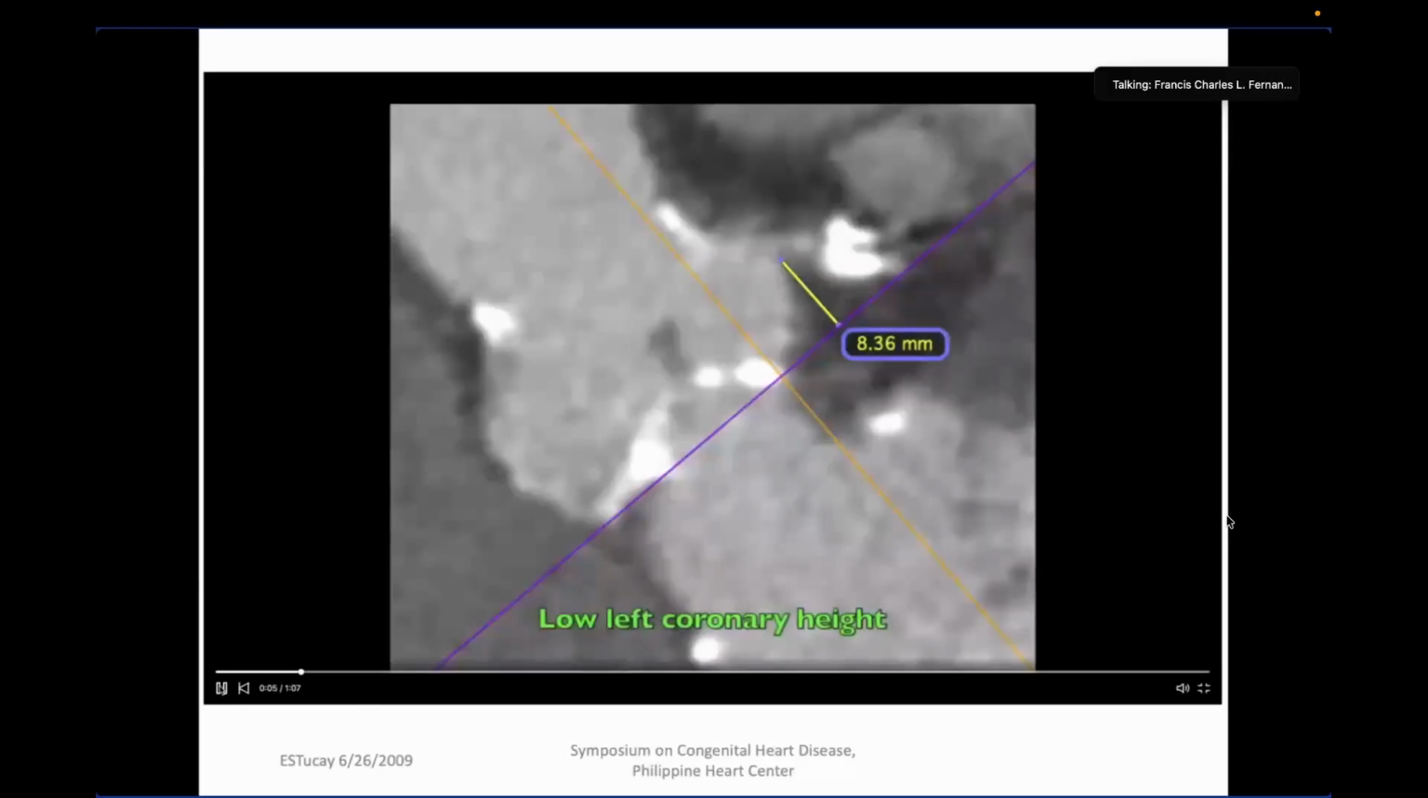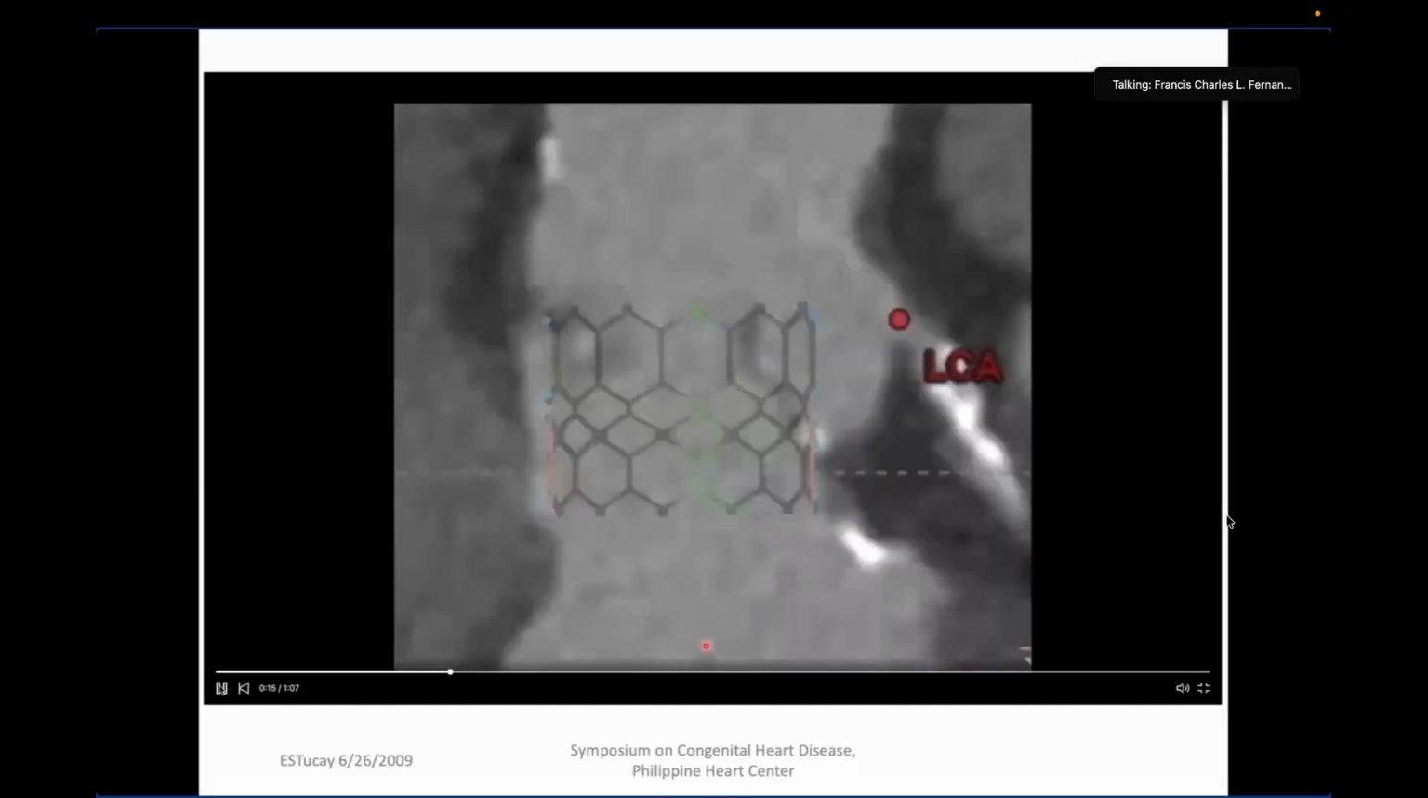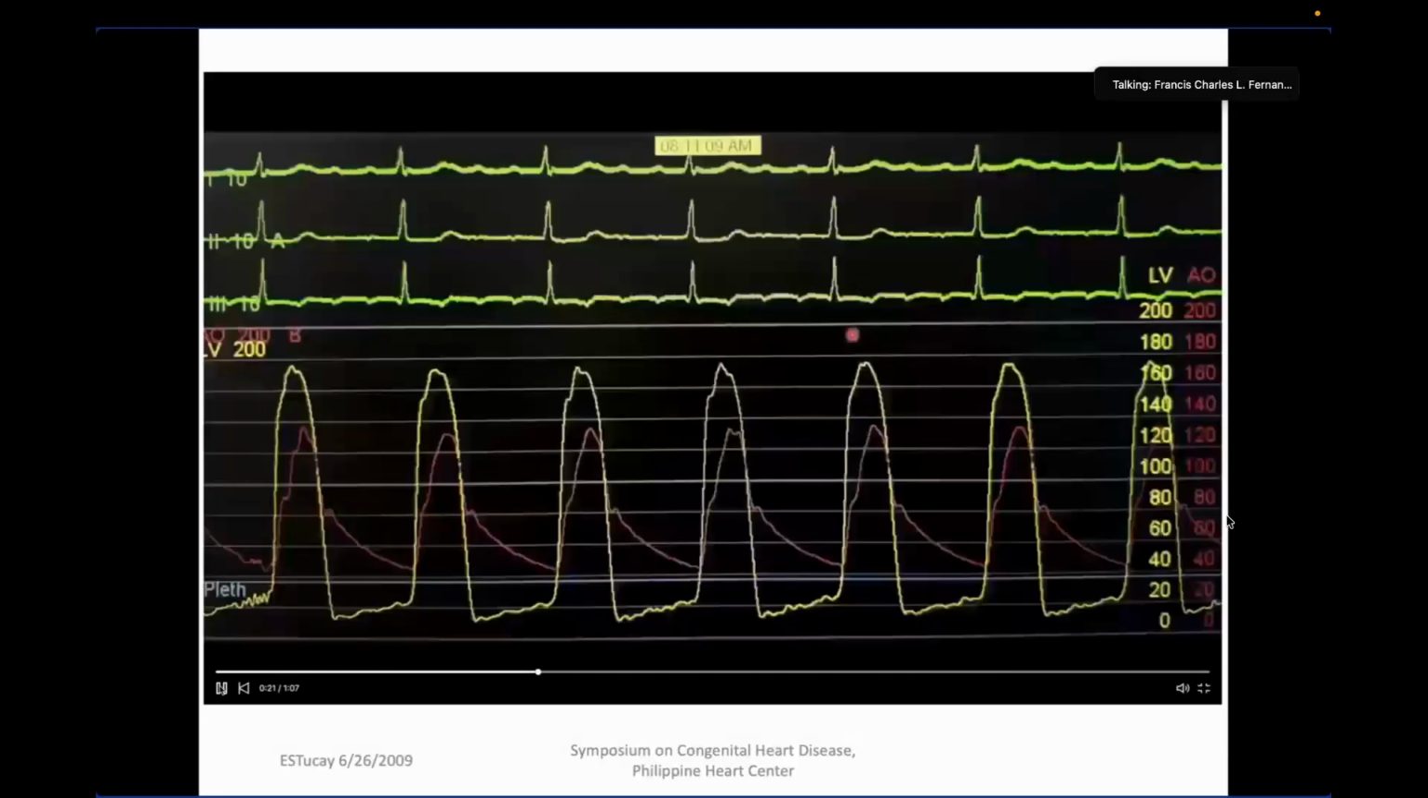So this is the pre-planning. You see the calcifications, no? And then the size of the valve with an Edwards Sapien 23 and 1. There's a simulation with the wide sinus of Valsalva here. This is before, no? This is the, sorry.